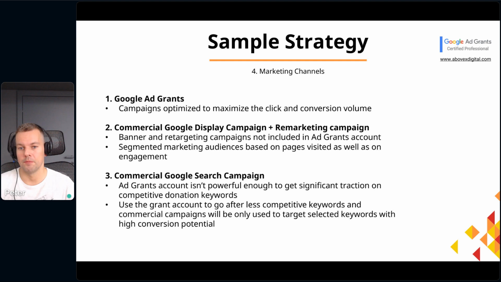All right, and the next step in this strategy was to define marketing channels. I've already touched base on that. In their case, they use Google Ad Grants. That was the baseline. And then they use commercial display, mostly in those early stages of the campaign. Later on, they use a retargeting display campaign. Plus, they had this commercial search campaign, which they used to go after those most competitive, most lucrative keywords, especially during that period starting on Giving Tuesday, ending December 31st. That's when they used commercial search heavily.